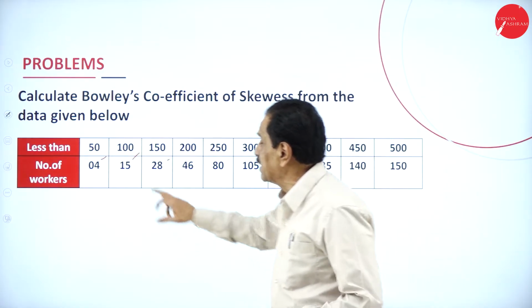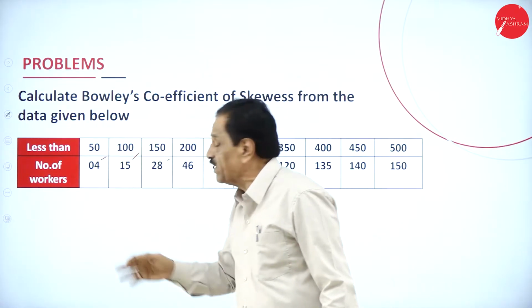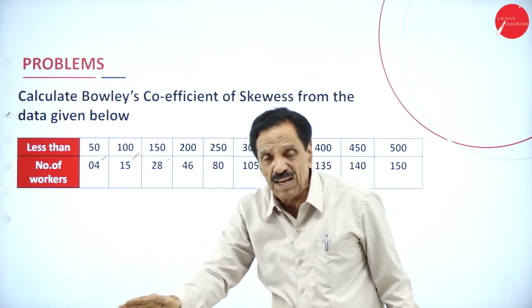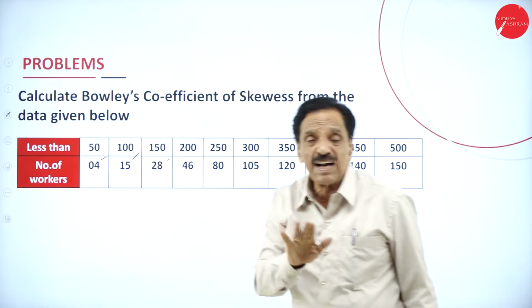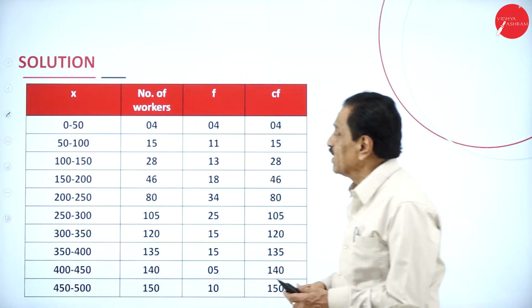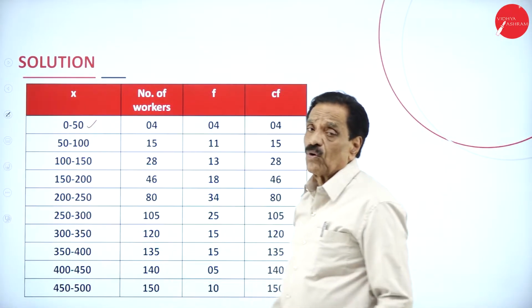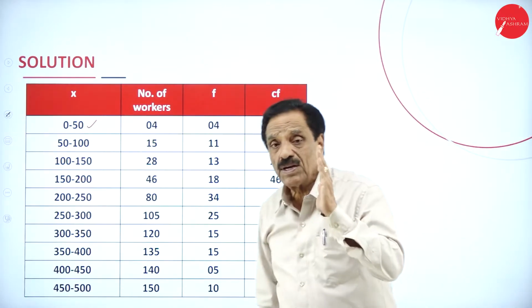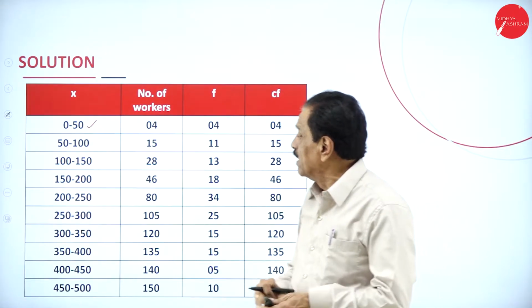Here, for the class interval, less than 50, the difference is 50. 50 minus 50 is 0, that is 0 to 50. Deduct 50 here, 50 to 100; deduct 50 here, 100 to 150; the classes go on. I will show you how it is. The first one, 0 to 50. 0 is called the lower limit, 50 is called the upper limit.